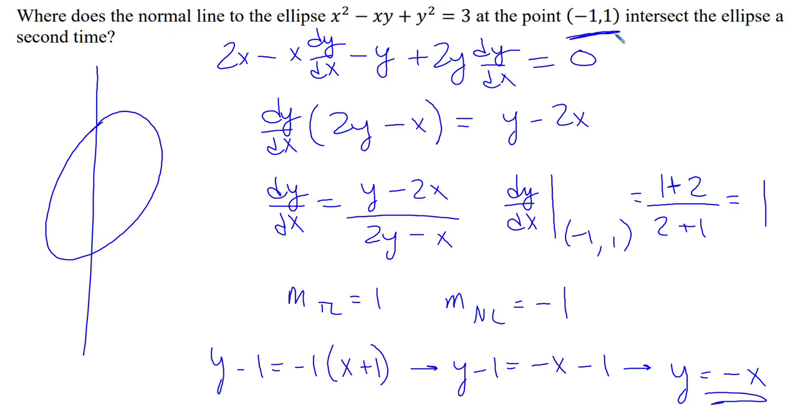So all we really need to do is plug y equals negative x into our ellipse equation. We're just using this as a system of equations. We're trying to solve when this ellipse and this line overlap. So we're just going to plug in negative x for all the y's in that original ellipse equation. We start off with x squared, and then we had minus xy, so that'll be minus x times our new y, which is negative x. Then we had plus y squared, that'll be plus our negative x squared, and it was equal to 3.